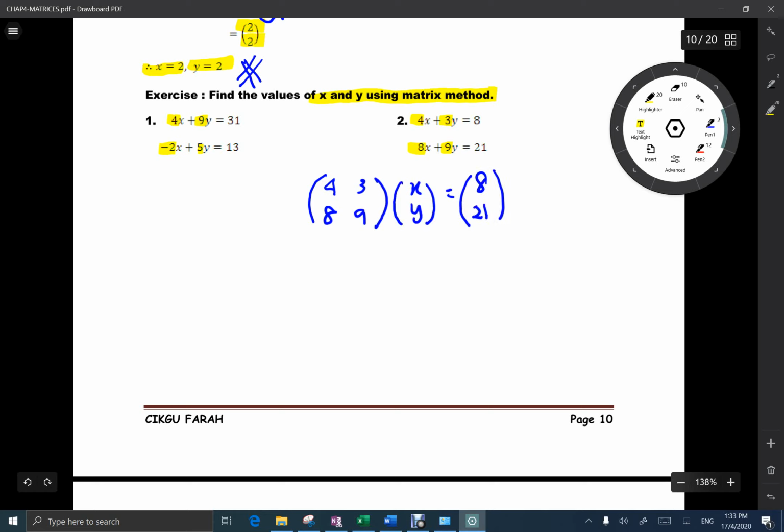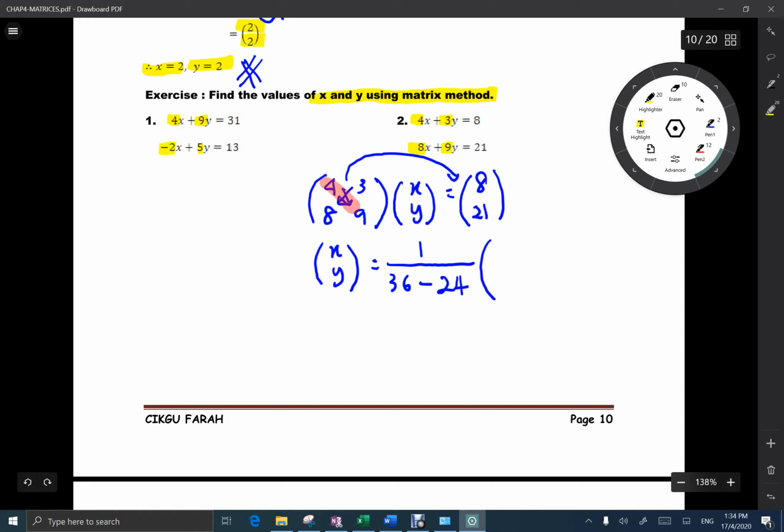So first step is done. Second step is you need to find the inverse matrix. So this matrix, bring it over here. It must be in front of 8, 21, remember. So do inverse matrix. 1 over determinant. So AD minus BC. 4 times 9 is 36 minus 3 times 8 is 24.